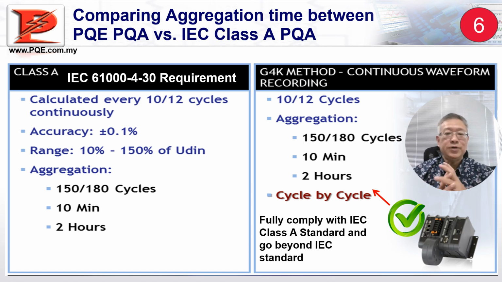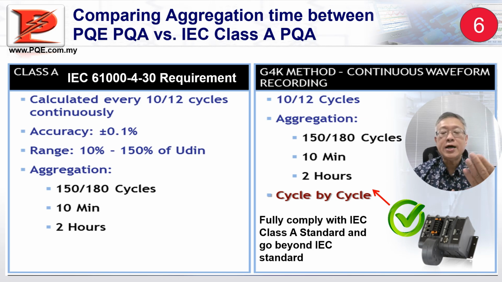Number six, we're going to show you the comparison of aggregation time between the PQE power logger and the fully IEC compliant power loggers available in the market. IEC calls for aggregation starting from 10 cycles, as you can see from the table, followed by 150 cycles, 10 minutes, and 2 hours. So IEC calls for four types of aggregation time: 10 cycles, 150 cycles, 10 minutes, and 2 hours. Compared to that, our logger fully complies with the four requirements: 10 cycles, 150 cycles, 10 minutes, 2 hours.